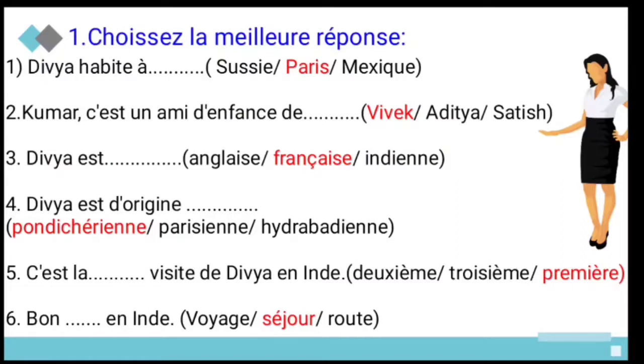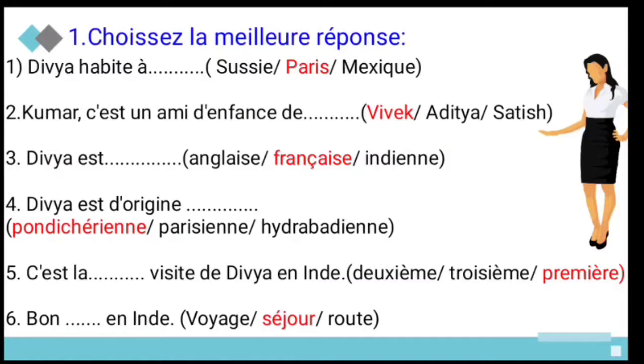Paris only. And second, Kumar, c'est un ami d'enfance de dash. Vivek, Aditya, and Satish. That's Vivek. So Kumar is a childhood friend of Vivek only. And third one is Divya est dash. Anglaise, that's English, française or indienne. So Divya is French only, that is française. And fourth one is Divya est d'origine dash. So Divya's origin, that is native, is where? Pondichérienne, Parisienne or Hyderabadienne. So obviously the answer is what? Pondichérienne only, that is Pondicherry.